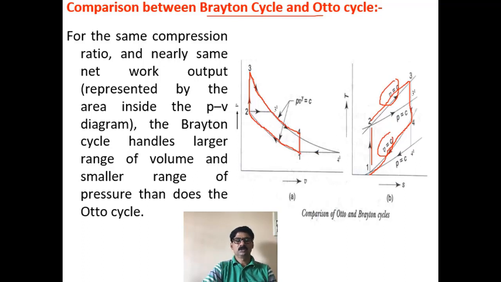Now coming to the Brayton cycle, 1 to 2 is the same, but 2 to 3 dash is the constant pressure heat addition. You can see 2 to 3 dash is a constant pressure process, P is equal to C. Then 3 dash to 4 dash is the expansion, and 4 dash to 1 is once again constant pressure heat rejection. So when I compare two cycles, you should be on the same basis.